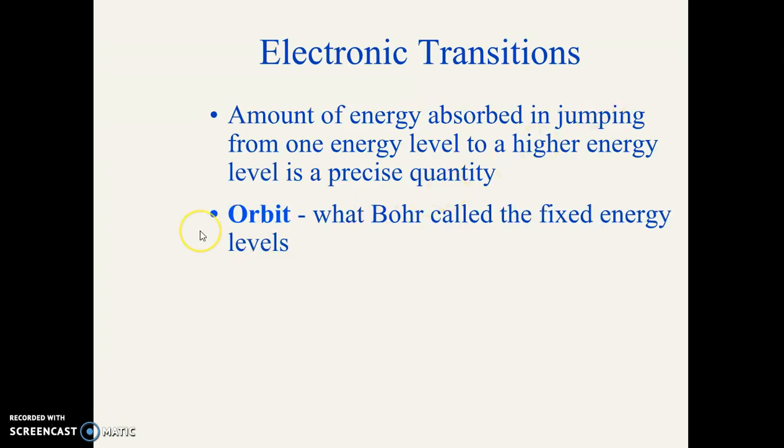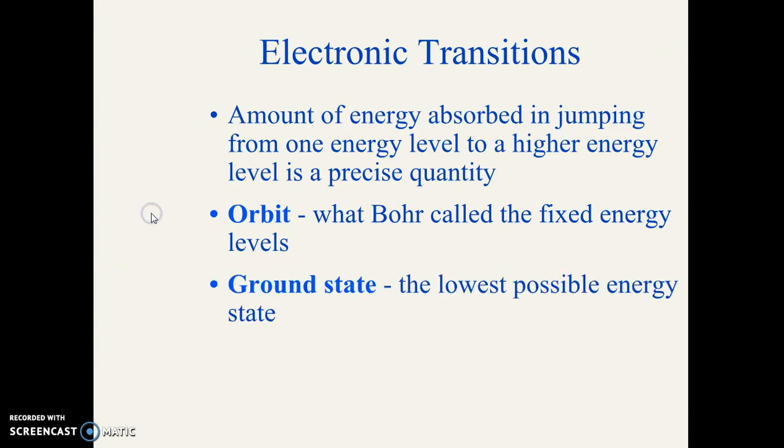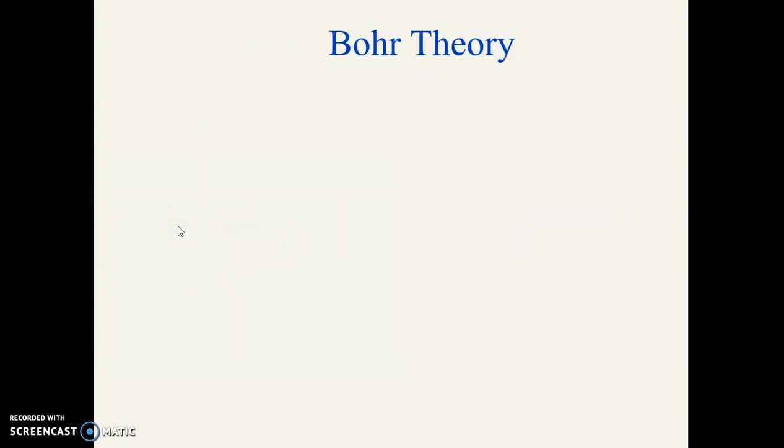So what we call the orbit is what Bohr called those fixed energy levels, so they can move between those fixed energy levels. They are specific distances from the nucleus. N equals 1 is closer than n equals 2. And that still holds true a little bit today, but you're going to see that the electrons don't orbit in these perfect planetary orbits that Bohr thought. The ground state is the lowest possible energy state.